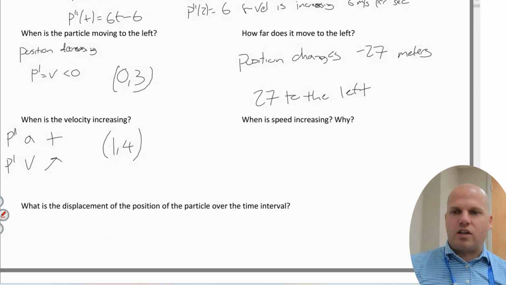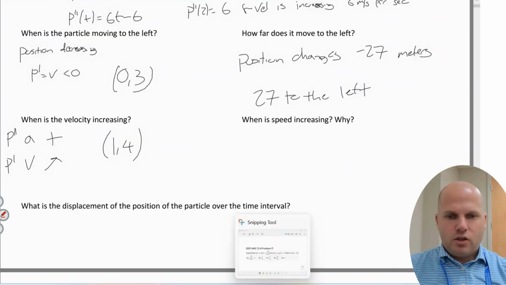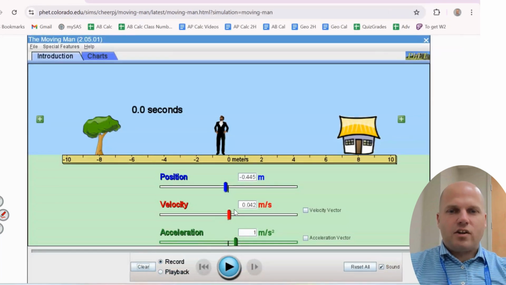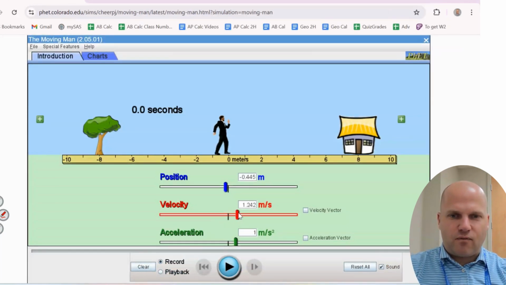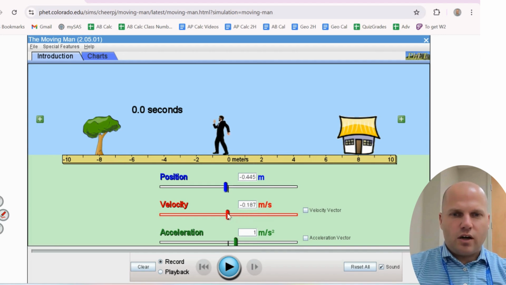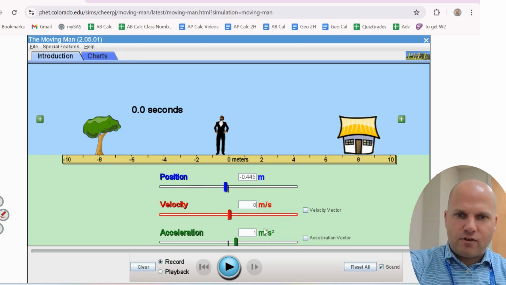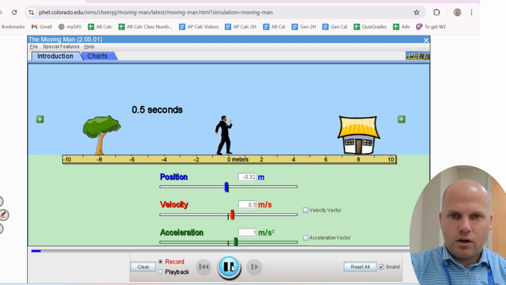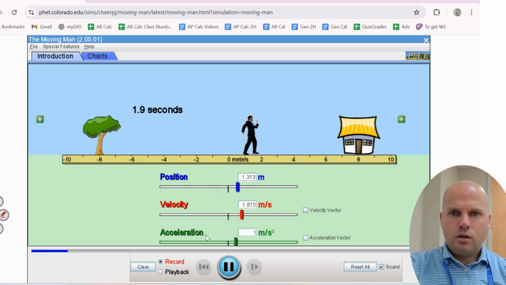Speed is increasing. We've got to talk more about speed. Speed is increasing when your velocity values get further away from zero. So here, if I start with a velocity of 0 and I have a positive acceleration, which means my velocity is increasing 1 meter per second, here's my velocity of 0. Every second, my velocity is going to increase 1 meter per second. So 1 second, 2 seconds, 3 seconds, 4 seconds.